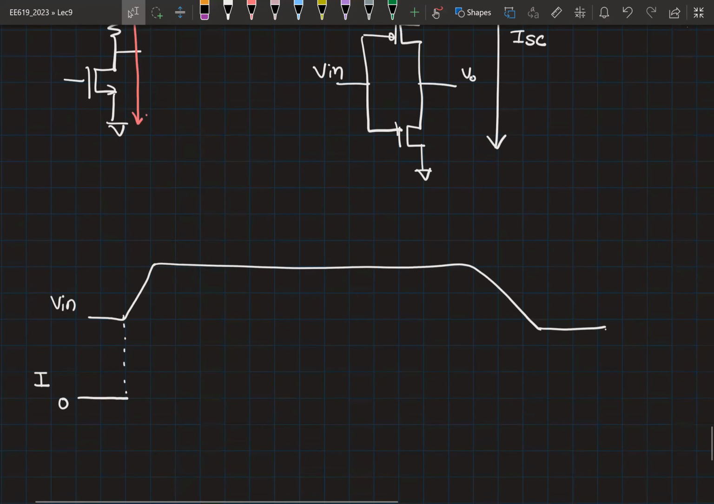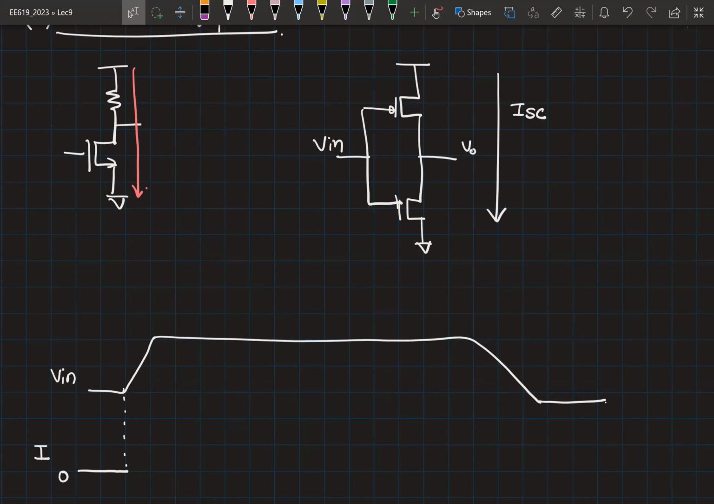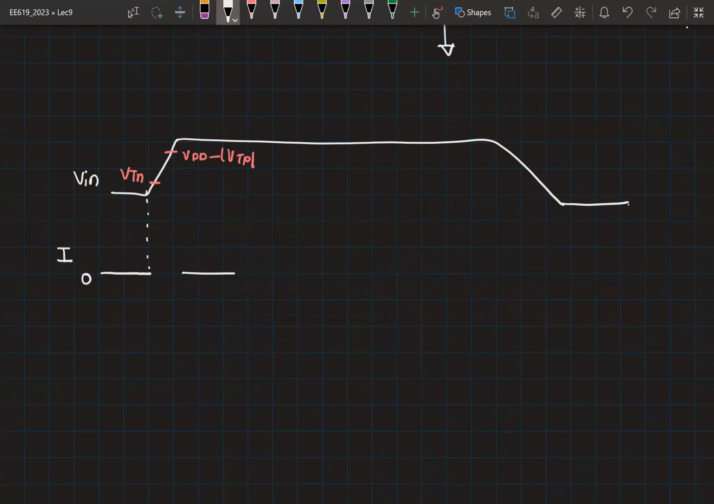Now, when can you start seeing a short circuit current? In this curve, at what point do you think you can begin to see a short circuit current? Vin greater than VTN, when your NMOS turns on, right? So, when Vin is equal to zero, your PMOS is in linear region and this is in cutoff. As your Vin increases, at some point, this is going to cross VTN. Then your NMOS is going to turn on. Then you will begin to see a current. Now, till what point will you see the current? Till your PMOS turns off, which is at VDD minus mod VTP. So beyond this, you know that the current is going to be zero.